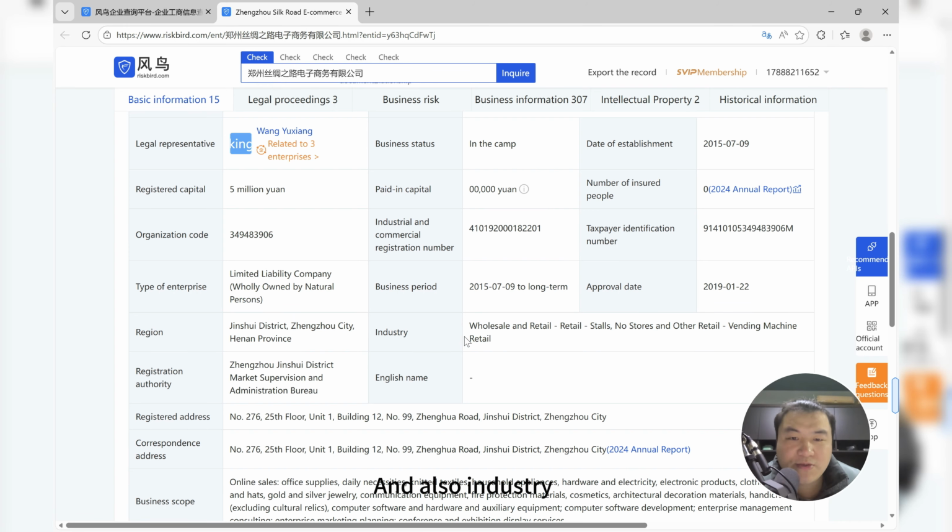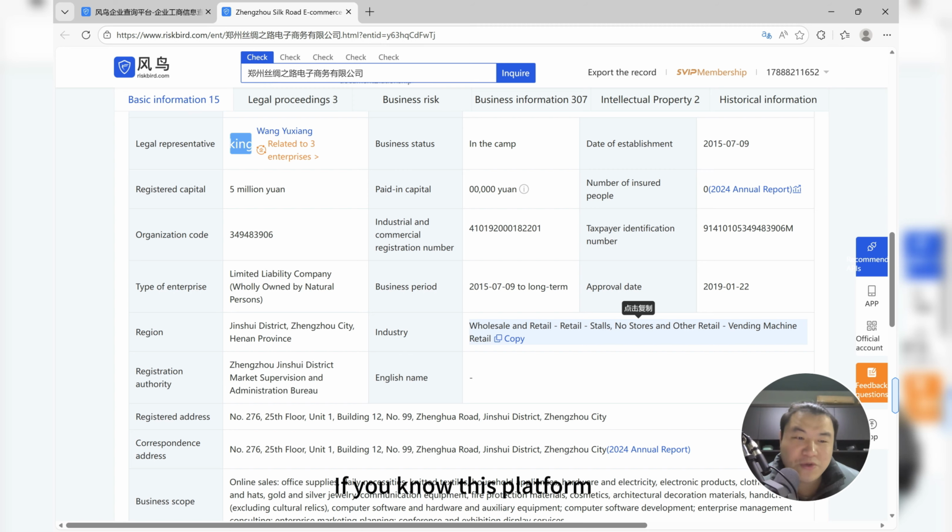And also industry, I think this one is really important, really important. Like this one, okay, wholesale, retail. So after we read this, we can conclude, okay, definitely it's a middleman, it's a trader. Definitely, it's not a manufacturer.